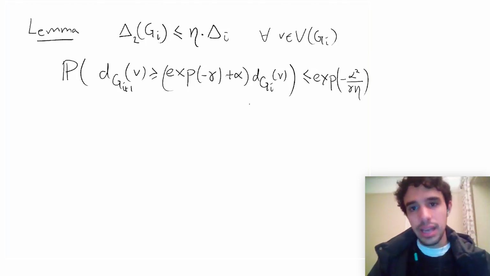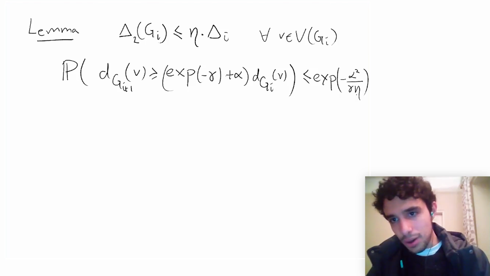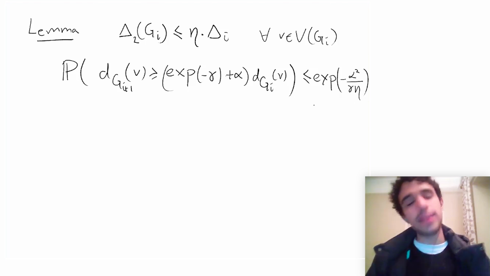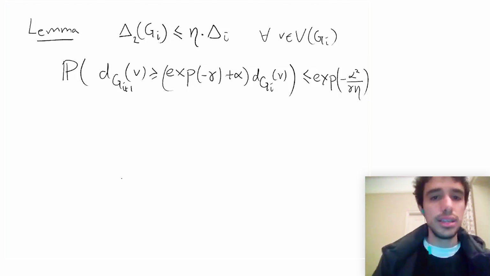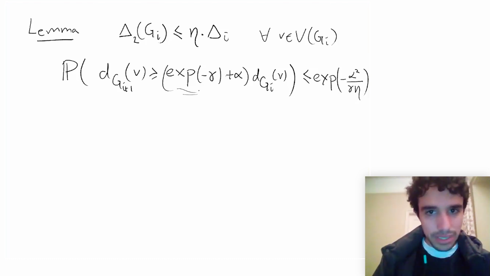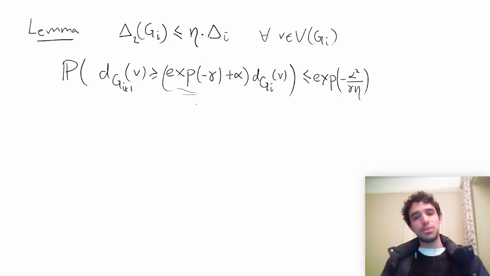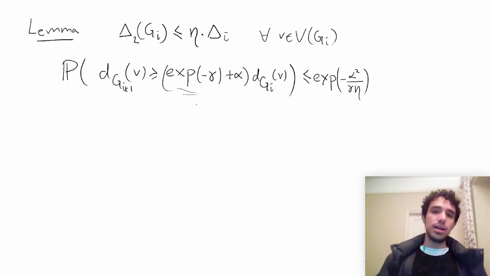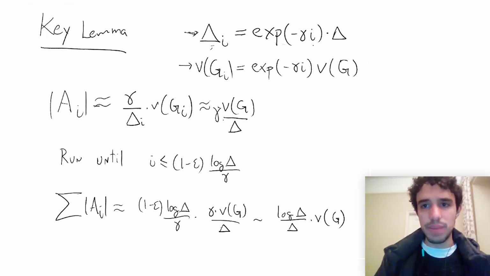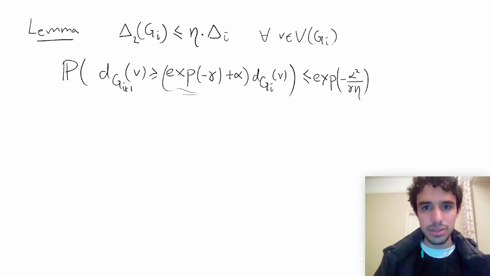So the point is that if eta is very small, this probability here will be very small, right? Because it's exponential of minus 1 over eta. This is why eta can be a polylog or something. And this exponential of minus gamma is the appropriate decay. If you're always decaying by exponential of minus gamma, we get the correct bound here. So this is the expected value: exponential of minus gamma times the degree, and then we have this possible error of alpha.